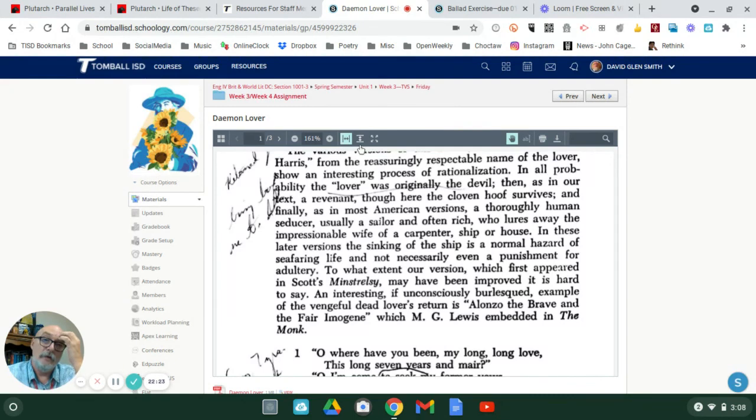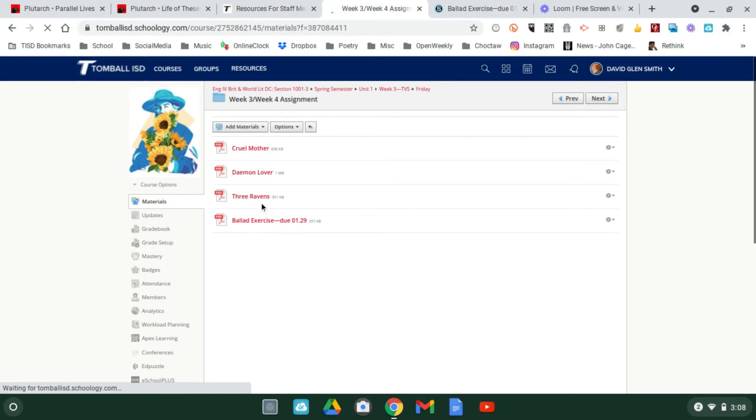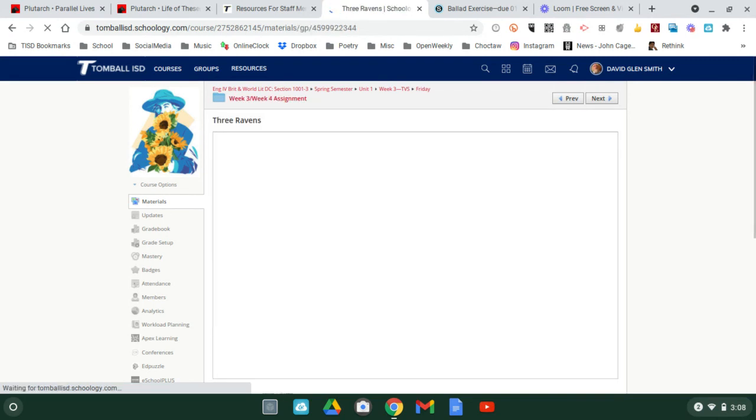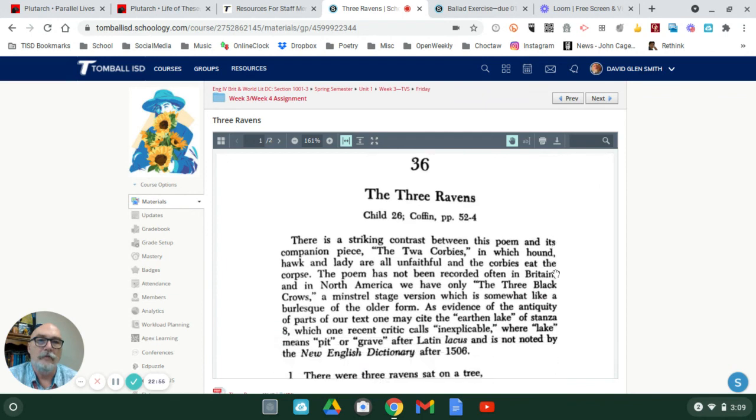Okay, and then Three Ravens, the third one, I'll open up in just a second. Here we go. This is one of the oldest ones around. It's, in fact, one of my favorites. For some bizarre reason, I like it. Okay, here we go. It opened.